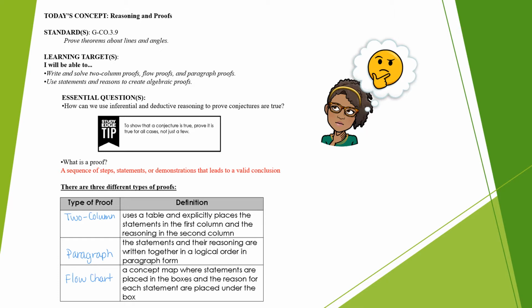And then we're going to use those proofs to create algebraic proofs based on lines and angles and the postulates and theorems that we've learned in the previous lessons.